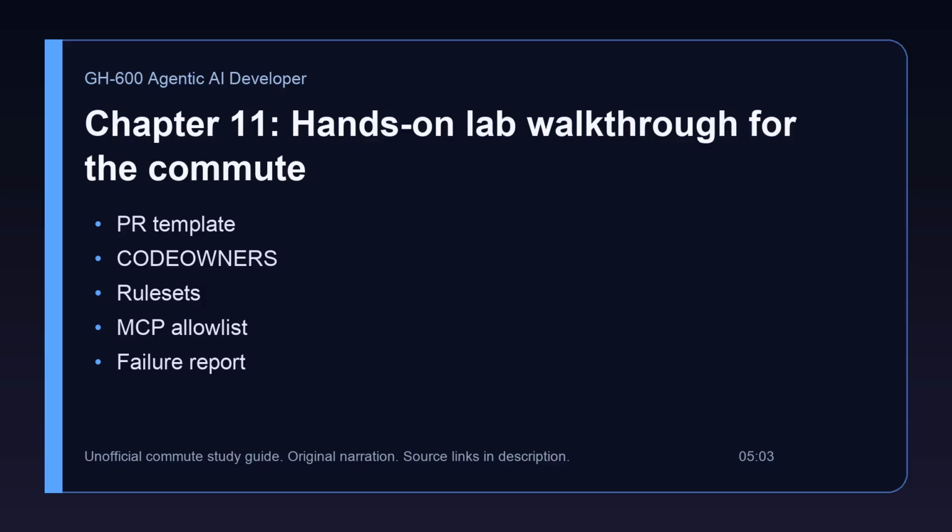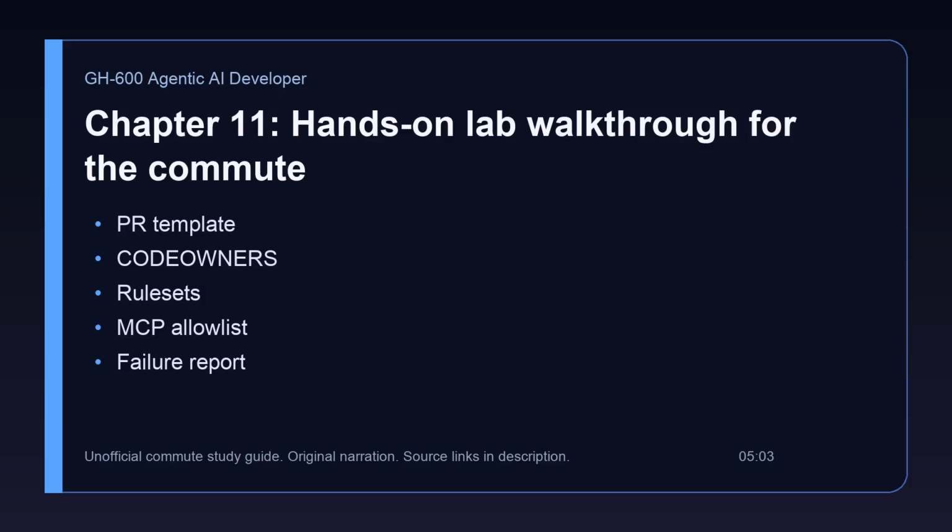Lab 10. Define autonomy levels. Level 0 is read-only suggestion. Level 1 is draft plan. Level 2 is branch edits and pull request creation. Level 3 is workflow execution with approvals. Level 4 is deployment with environment gates. Level 5 is irreversible or compliance-sensitive action, which should require explicit human authorization.